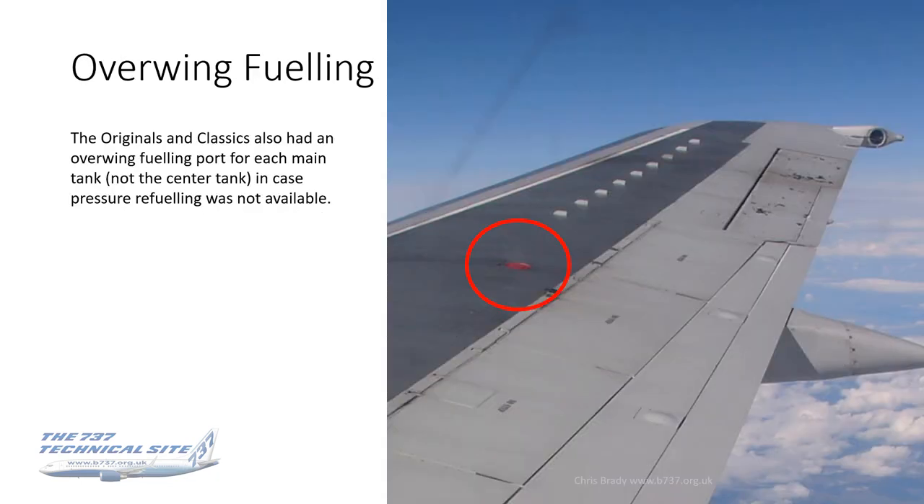If you need it, the originals and classics have got an overwing fueling port, in case the pressure refueling is not available. I've never had to do this in my entire career on the 737, and I don't think I've even heard of anybody who's done it. But if you're out in some far-flung corner of the world, then it's an option, or it was an option on the originals and the classics, no longer on the NG and the MAX.